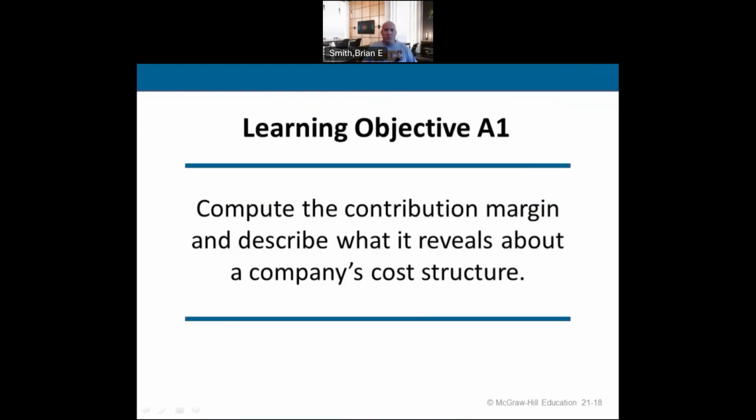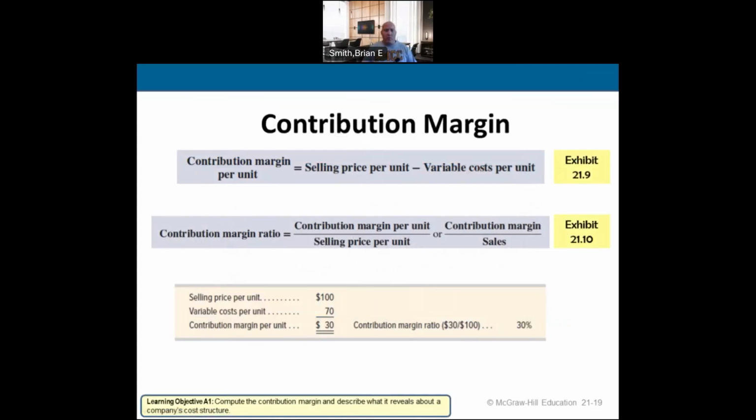Compute the contribution margin and describe what it reveals about a company's structure. Now we're getting into the formulas here. You're going to be living in these formulas, so please make sure you pause the video on each of these slides, or print off the slide, or write them down, because these formulas are going to be very handy. You're going to be doing this a lot.